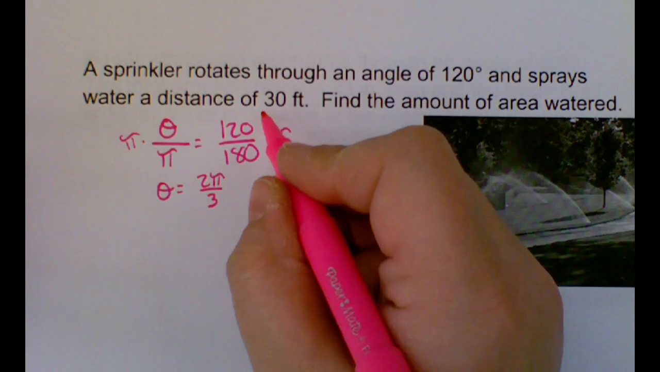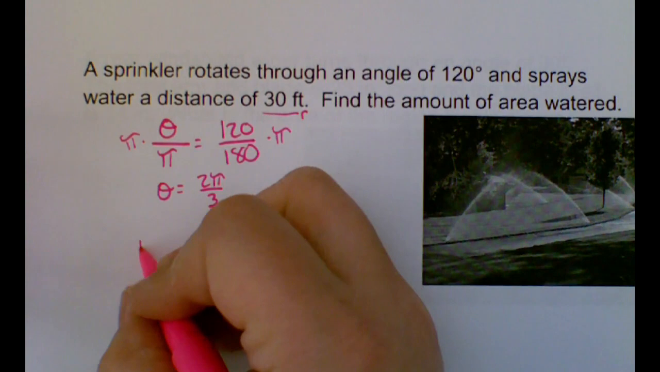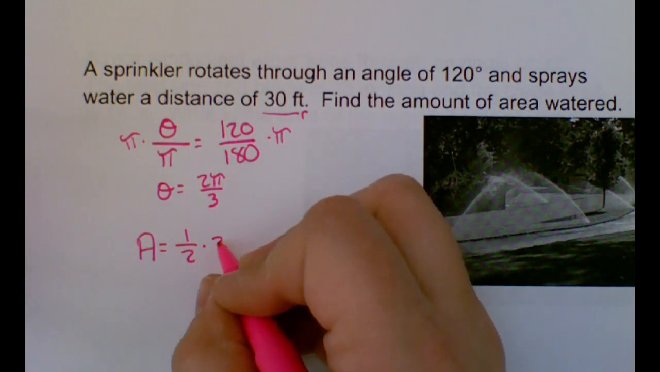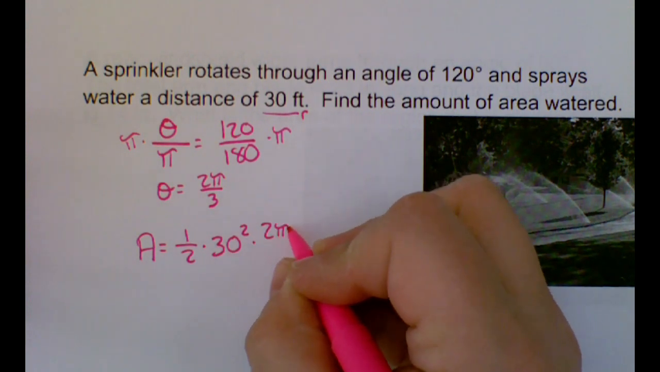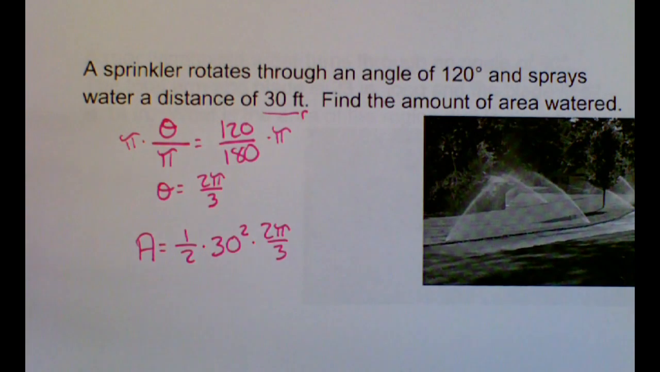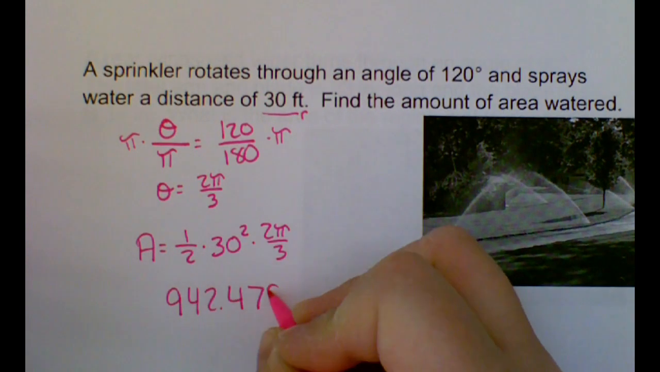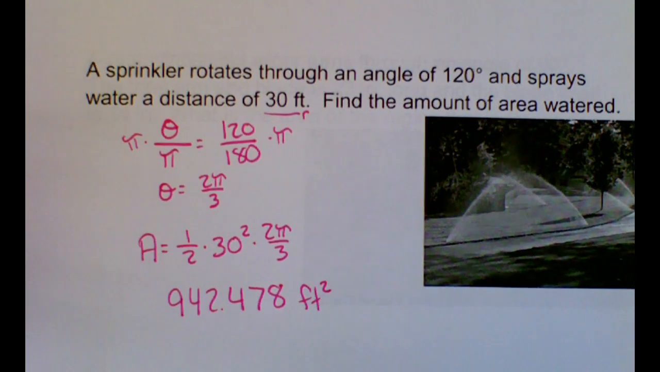All right, it sprays at a distance of 30 feet, which means that's our radius. So the area equals 1/2 times the radius of 30 squared times my angle, which is 2 pi over 3. Now we just type that in our calculator. 1/2 times 30 squared times 2 pi over 3, 942.478 feet squared. Make sure it's squared because it's an area.